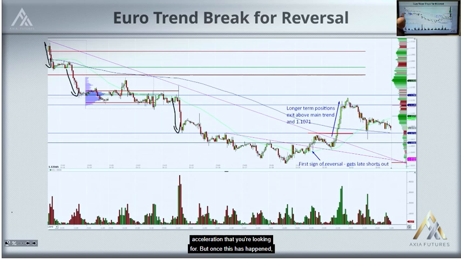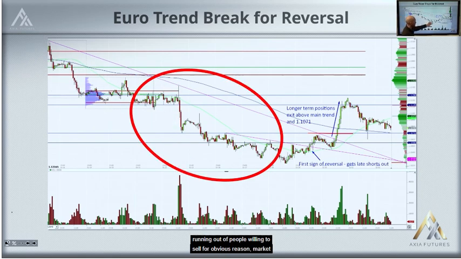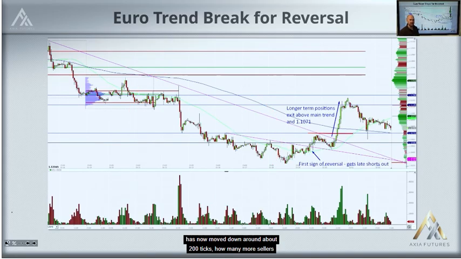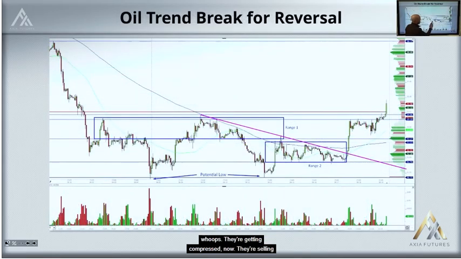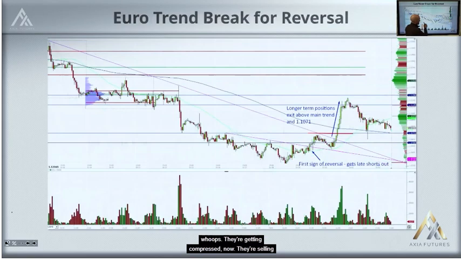But once this has happened and you've got this move down, then you start running out of people willing to sell, for obvious reasons. Market has now moved down around about 200 ticks. How many more sellers are you going to find? As such, sellers then continue to sell, creating this shallower trend. They're getting compressed now. They're selling, but they're getting nothing for it. They're getting no direction.